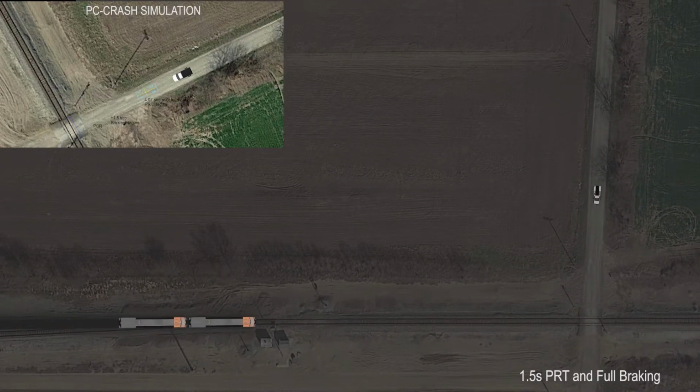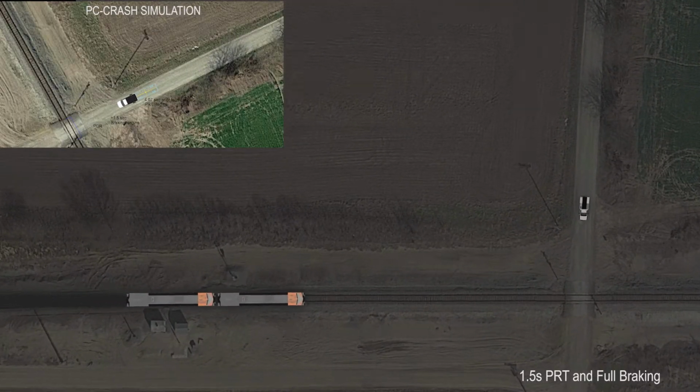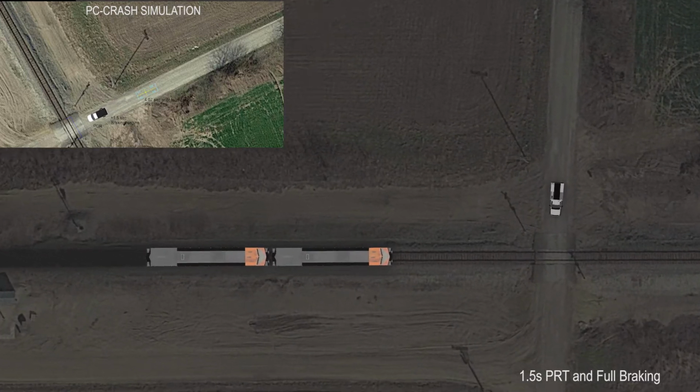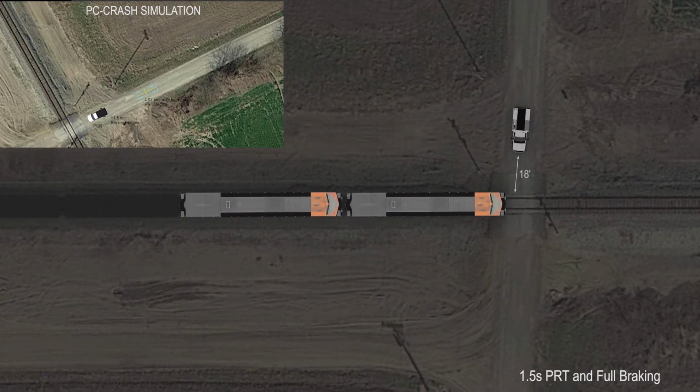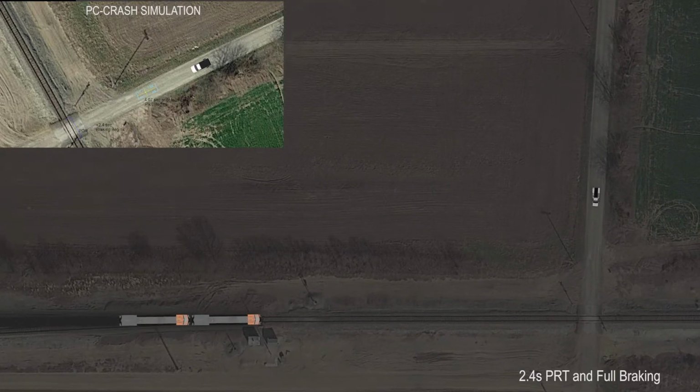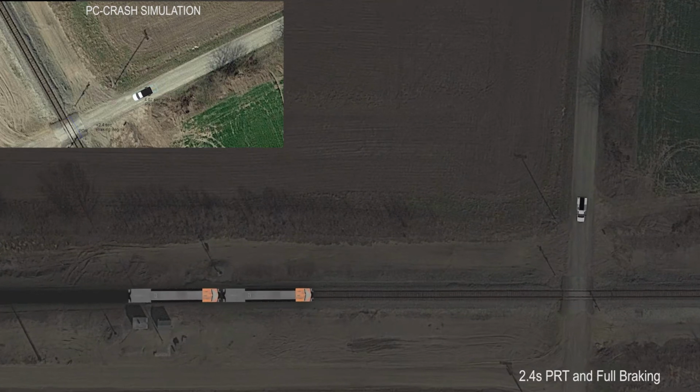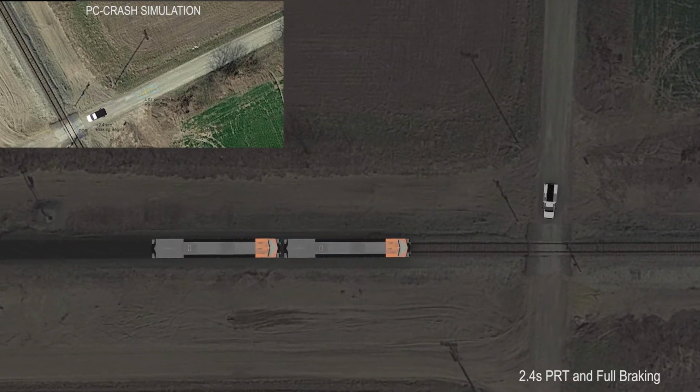In one scenario, we figured out when the driver of the truck could have seen the train and gave a 1.5 second perception response time and braked the truck fully. And we found out that the truck stopped about 18 feet short of the track. In another scenario, we said, okay, maybe 1.5 seconds isn't enough to allow him to react. So we actually gave him a longer reaction time and full braking and found that he could still stop short of the train tracks.